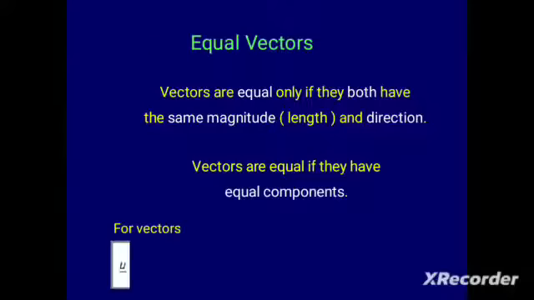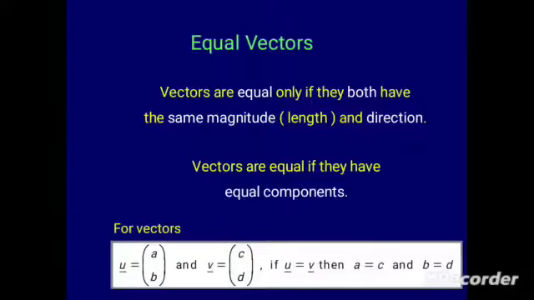For vectors, we have the following: vector U with coordinates A and B, and vector V with coordinates C and D. Now if vector U is equal to vector V, then A is equal to C. For them to be equal, we are talking about equal components. Because the two vectors are equal, their components should also be equal. So A is equal to C and B is equal to D.